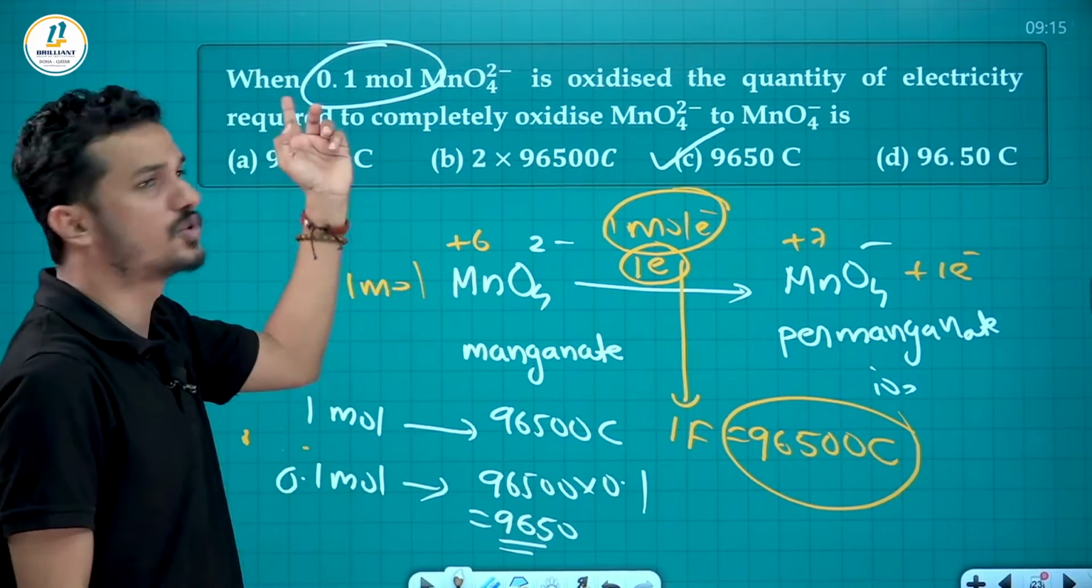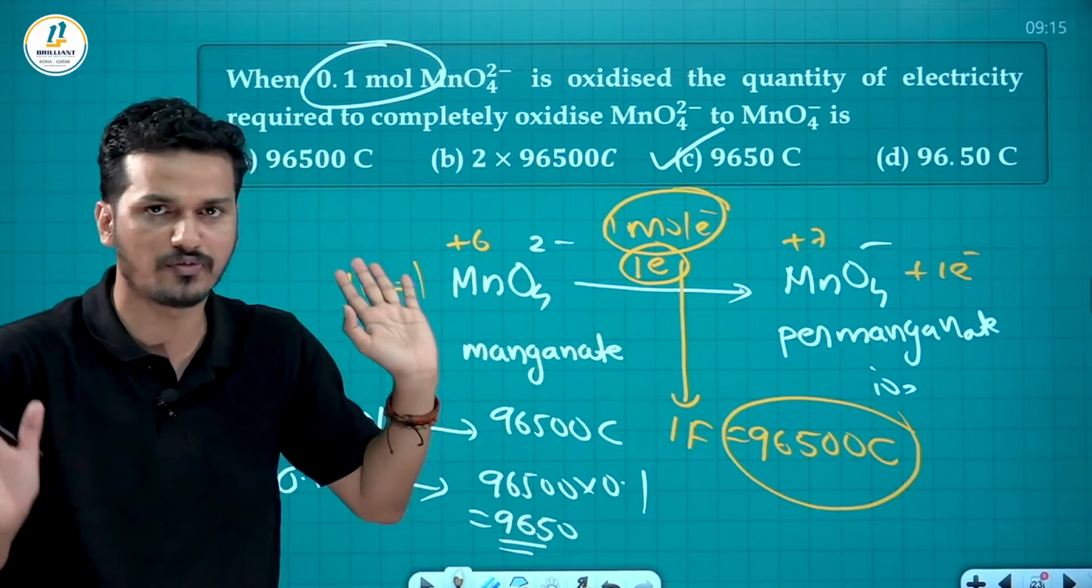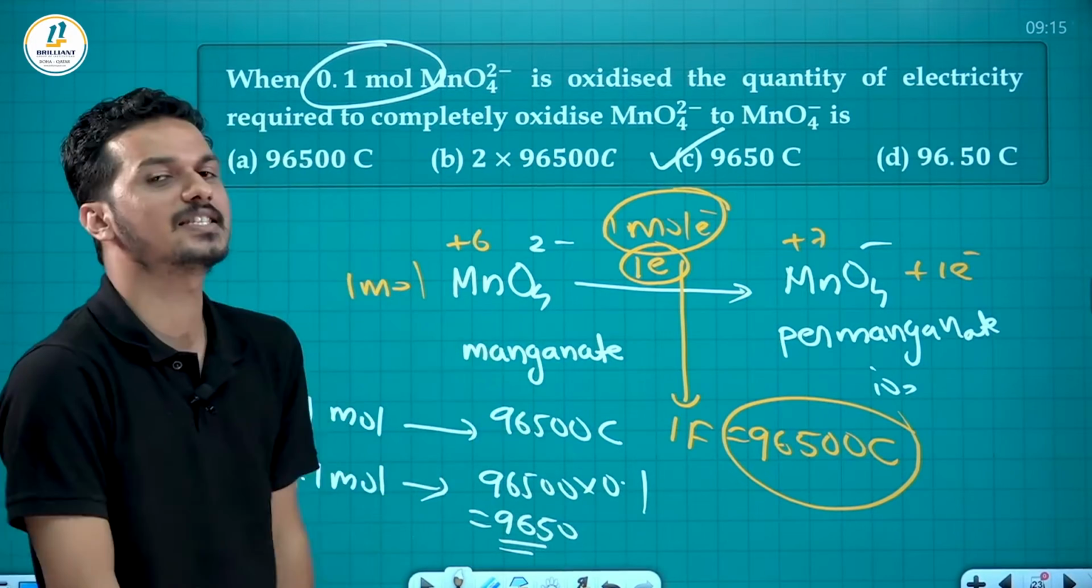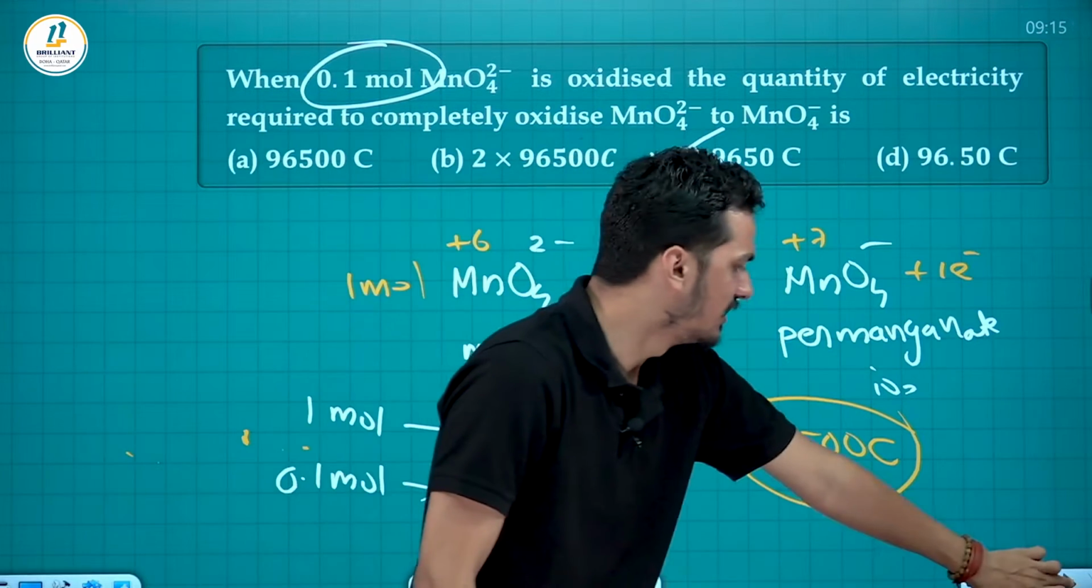Ready? If they are asking about 2 moles, you have to multiply 96,500 into 2. Likewise, you have to find out. Is it okay? I hope you got it. Then if it's so, we can move to the next question. This is the next question.